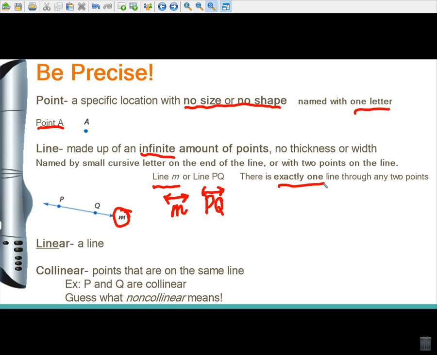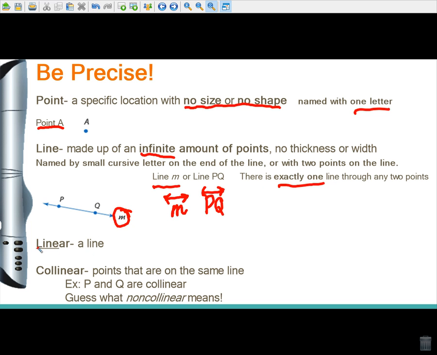There is exactly 1 line through any 2 points. So if you see a question like this on your IXL, there is exactly 1 line that goes through any 2 points. Okay, next up, collinear.